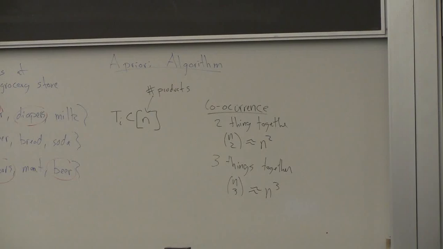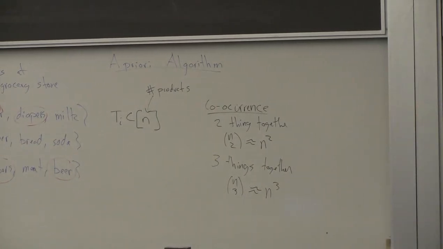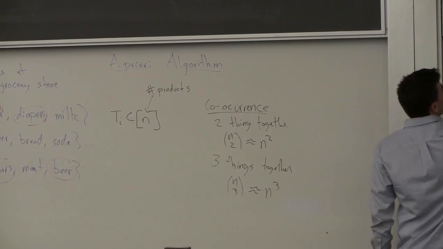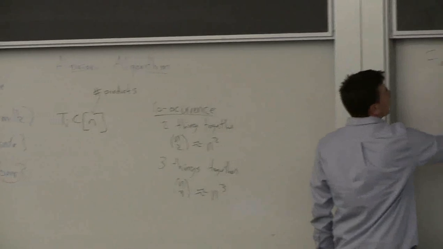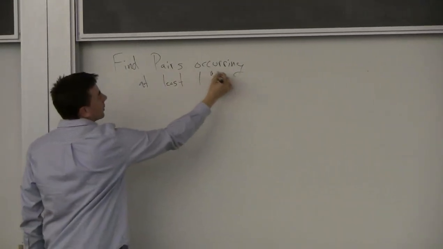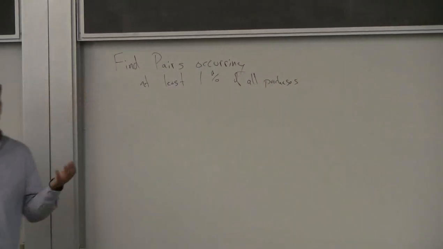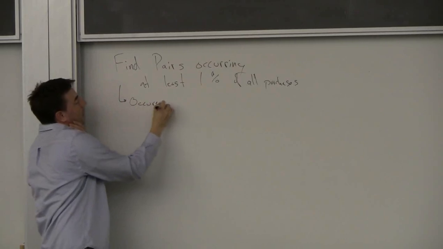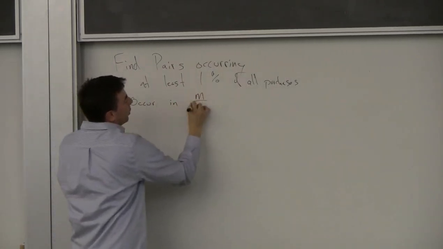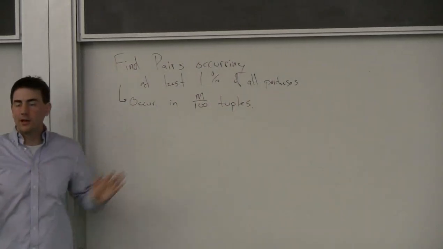So basically, how does this work? We want to find the pairs which occur frequently. So let's set some thresholds. Let's say that we want to find pairs occurring at least 1% of all purchases. Okay, so they should be 1% of all tuples, right? So that means they occur in m over 100 tuples. Okay, so let's define some threshold, and we want to find these sorts of pairs.